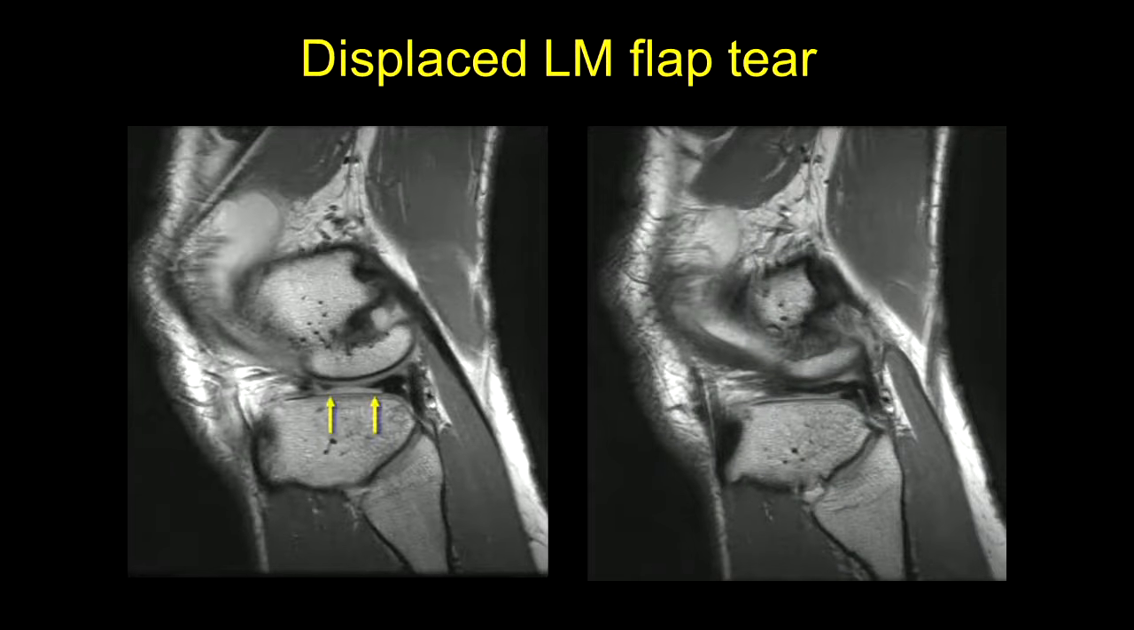When we look on the sagittal images, you can see the extent of the meniscal tissue that is missing, and the meniscal tissue is displaced posteriorly, lying adjacent to the popliteus tendon in this example.